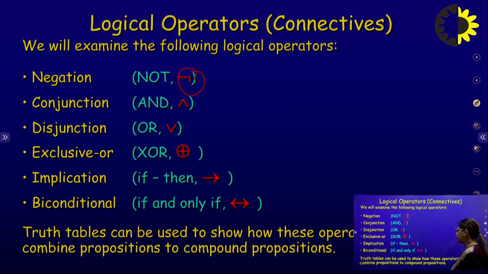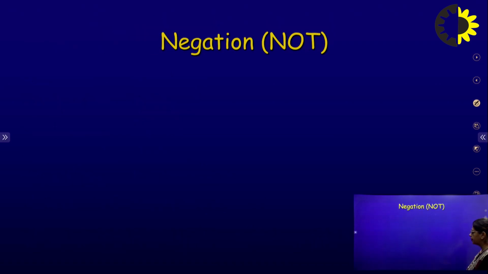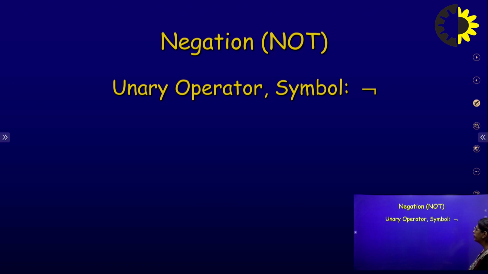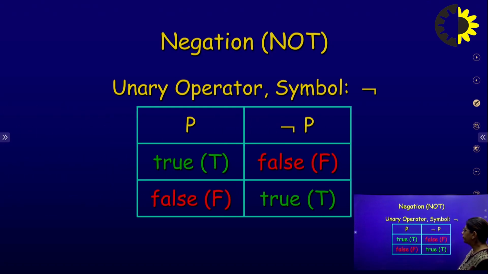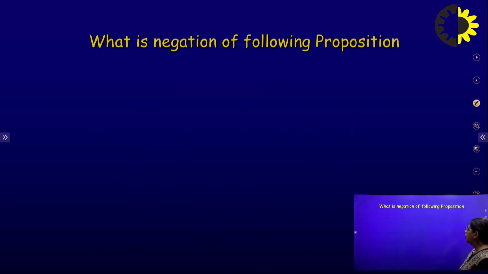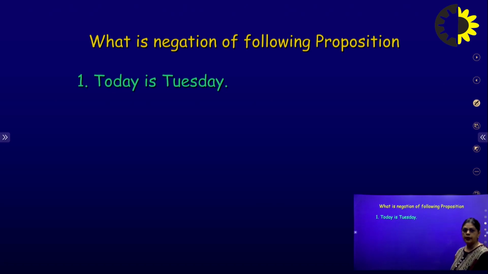Truth tables can be used to show how these operators combine propositions into compound propositions. The unary operator symbol is negation. Only one statement, only one input. If it is true, then the negation is false, and if it is false, then the negation is true. What is the negation of the following proposition? Today is Tuesday. What do you think will be the negation of this?